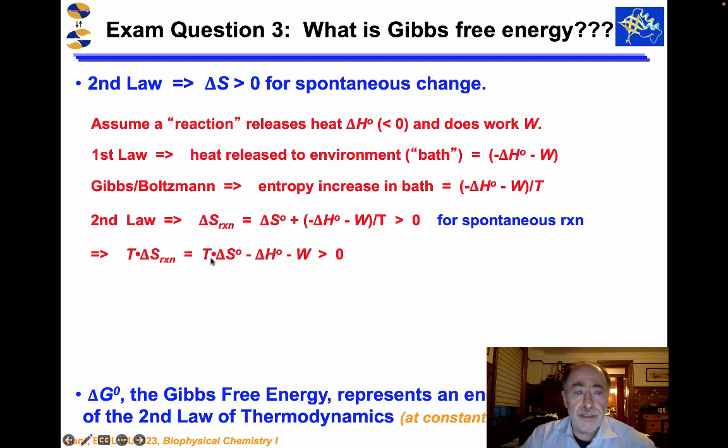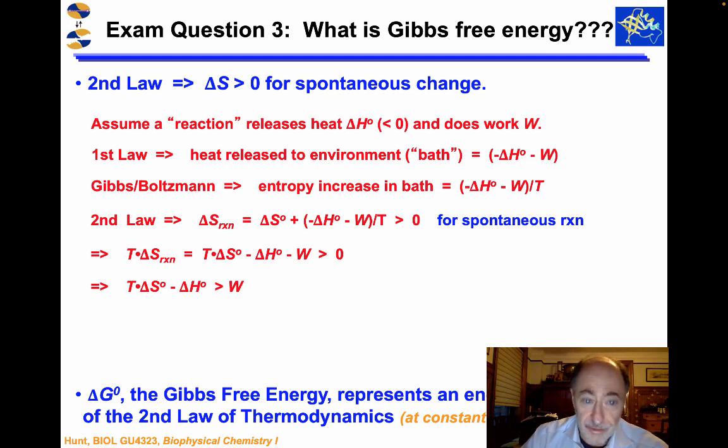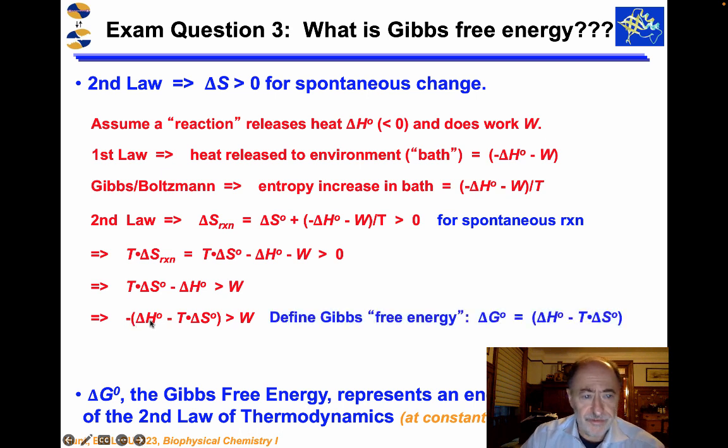What we get to at this point is that T delta S minus delta H minus W has to be greater than 0. And of course, now this is trivially rearranged to T delta S0 minus delta H0 is greater than W, the amount of external work coupled to this reaction. And if we distribute out the negative sign in the next step, now I am going to define delta H minus T delta S as the Gibbs free energy. You've seen this before, and hopefully now it's crystal clear where it comes from.